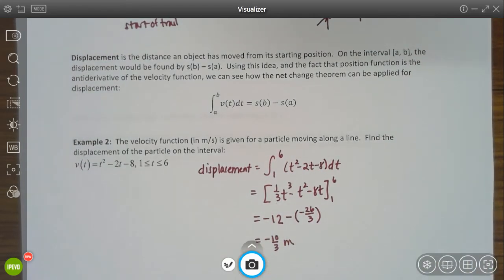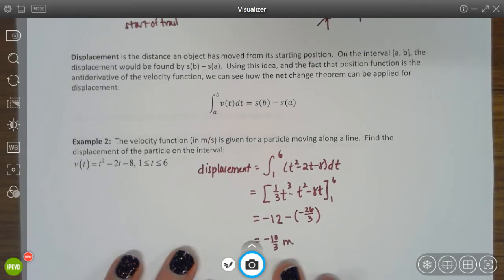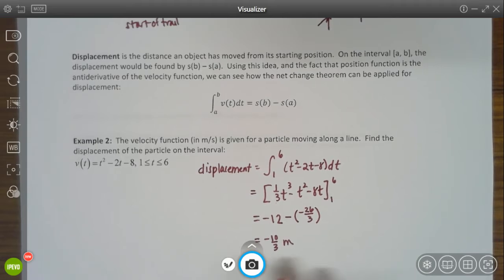So that means that my displacement, the particle ended up moving -10/3 meters away from its starting point. So it moved 10/3 meters to the left if it's moving on a left-right line. Or if it's moving up-down, it moved 10/3 meters down from where it started from. So that's my displacement. It looks at basically the change from the starting point to the end point and tells you how far it moved on that.